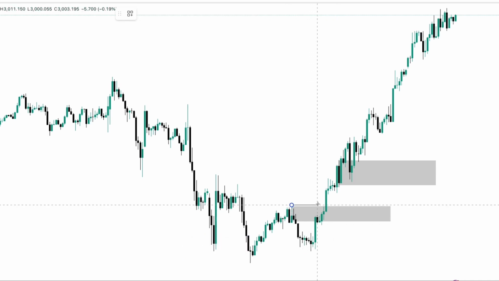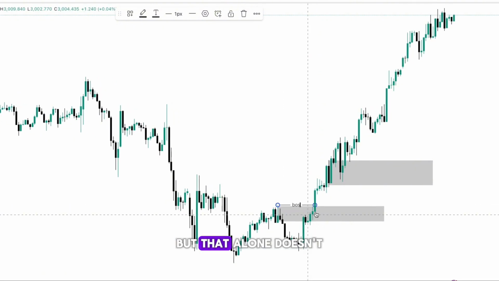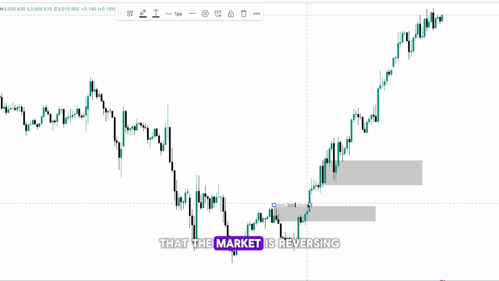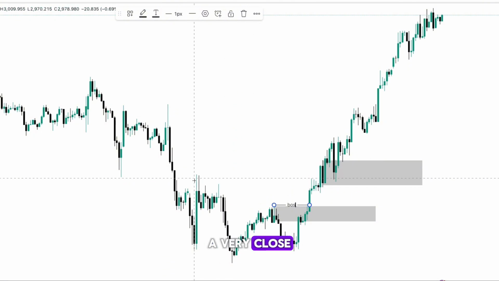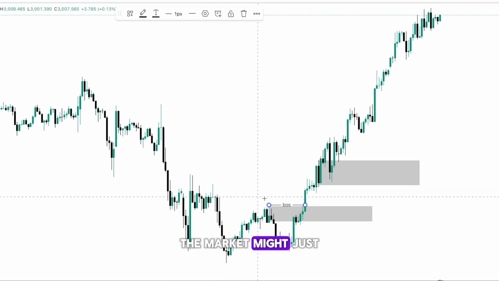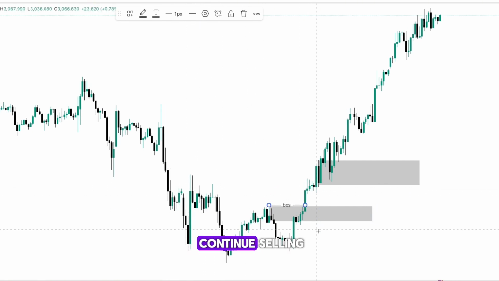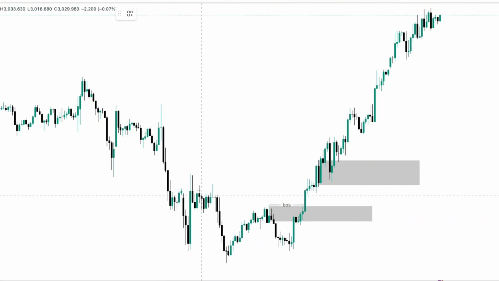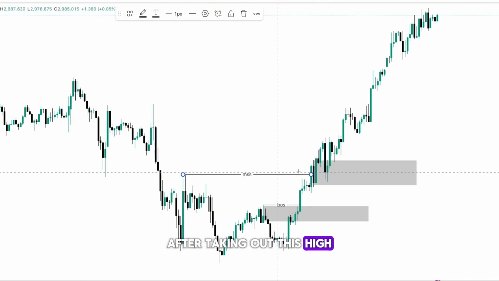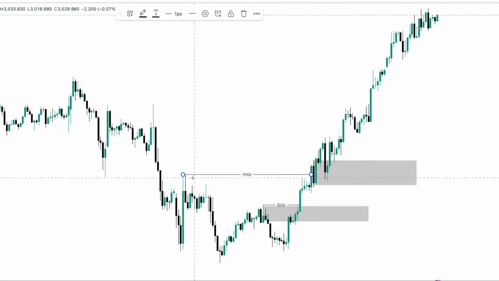So the market has broken structure, but that alone doesn't give us the confirmation that the market is reversing, because when you look at your left side, you are going to see a very close swing high there, and most of the time the market might just come and take out that swing high and continue selling. So what you want to wait for is for the market to take out this high and close above it. So let's say market structure shifts after taking out this high and we have a strong close above it, then I have a confirmation that the market structure has shifted.